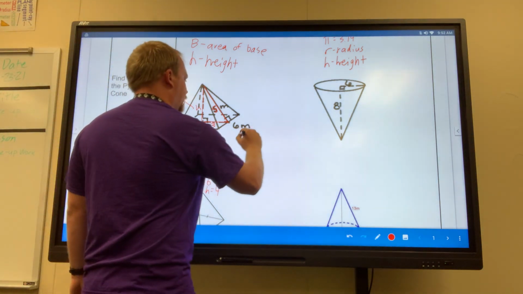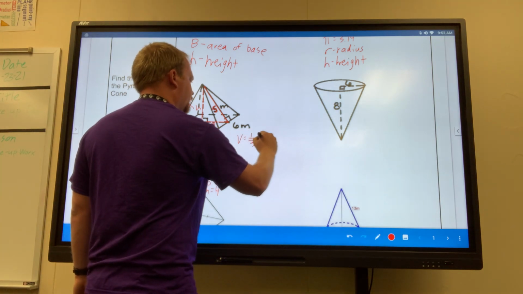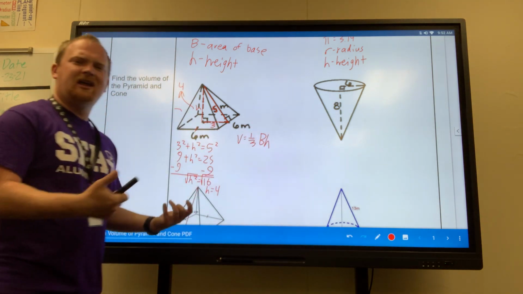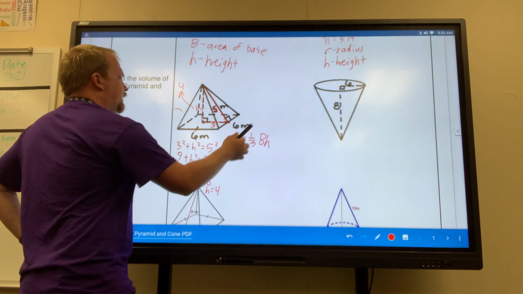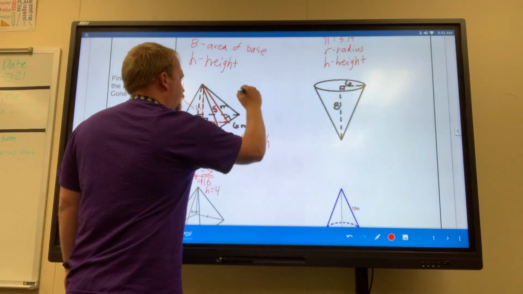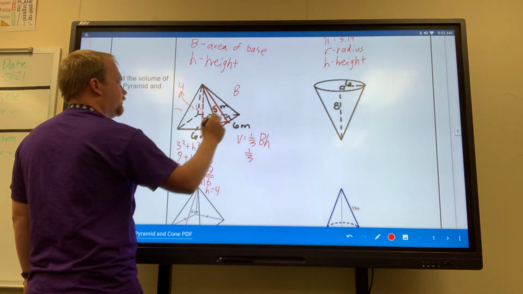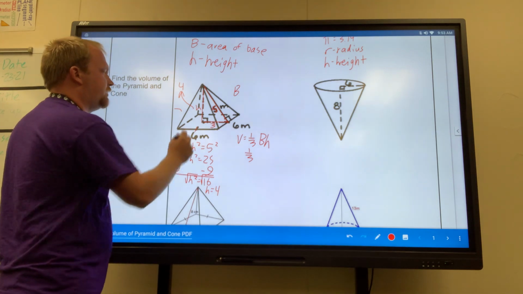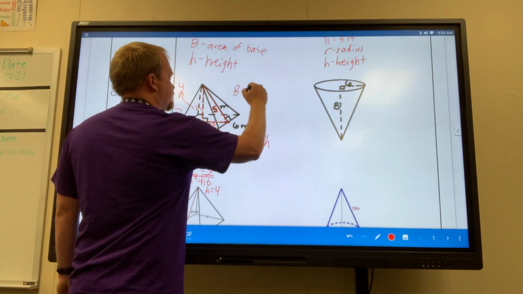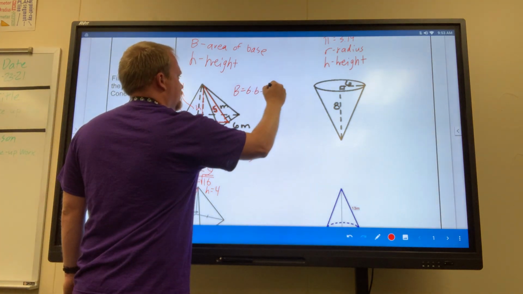So now I can go ahead and use my formula because I now know what h is. So I can do 1/3. Now I do gotta find the base. Remember, it's base times length times width, which is 6. So 6 times 6 equals 36.